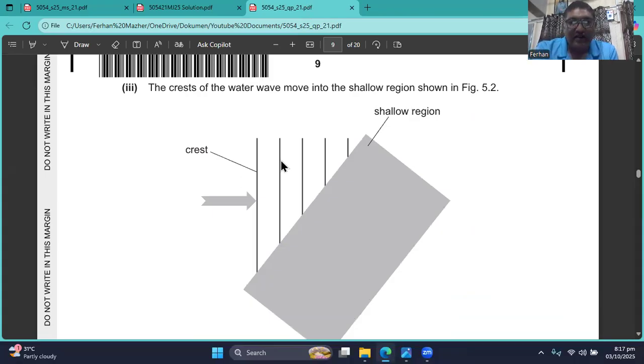So here the water is deep, here the water is shallow. This is the boundary between the deep and the shallow water. When the water waves enter into the shallow water, their speed decreases, their wavelength decreases, they bend towards the normal. This behavior of the water waves is very important. When the water waves enter from deep water into shallow water, their speed will decrease, their wavelength will decrease, they will bend towards the normal.